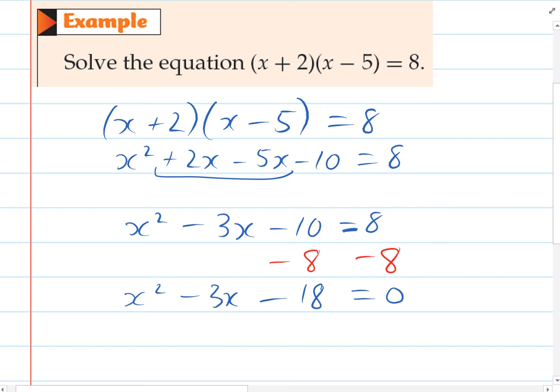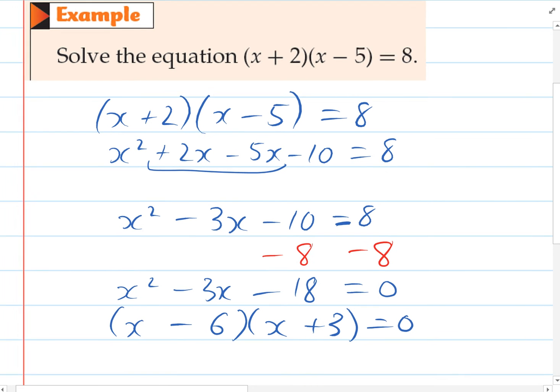Now that we've done this, we can factorise it again back into two brackets, looking for two terms that add to negative 3 but times to negative 18. So the factors of 18 that come to mind are 9 and 2 and 6 and 3. And if we have negative 6 and positive 3, those two numbers will work.